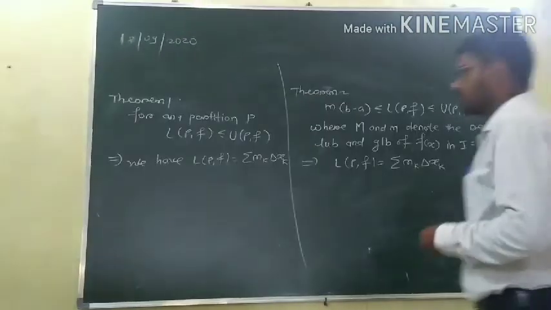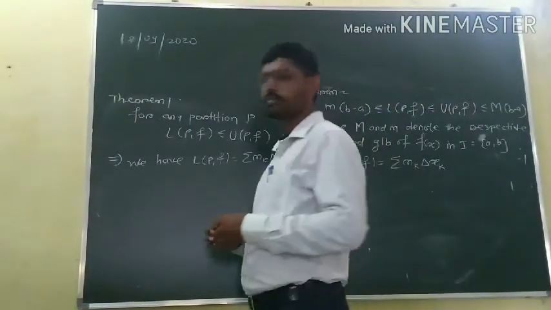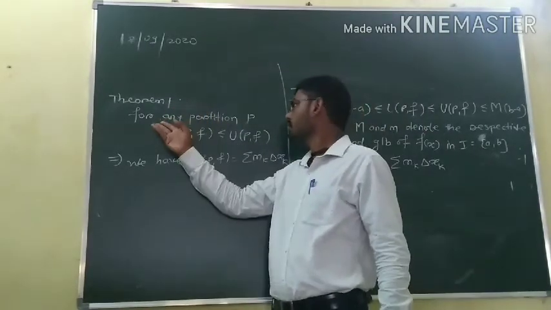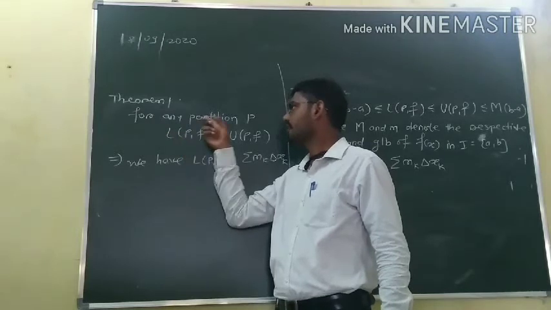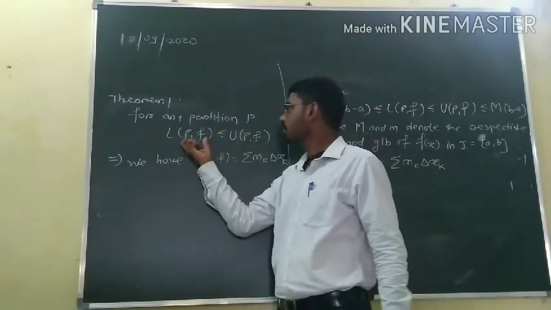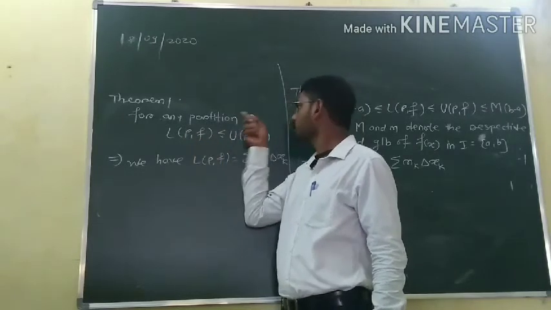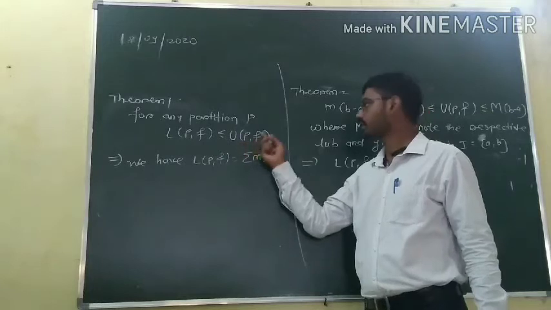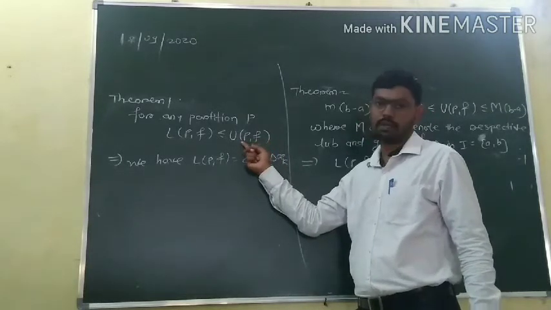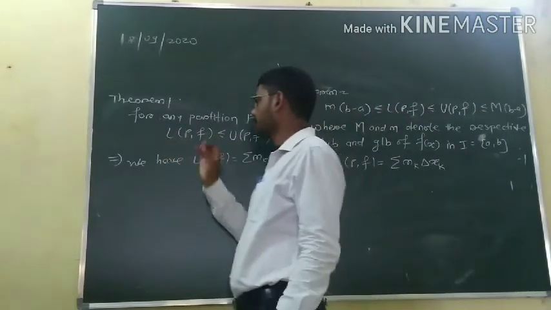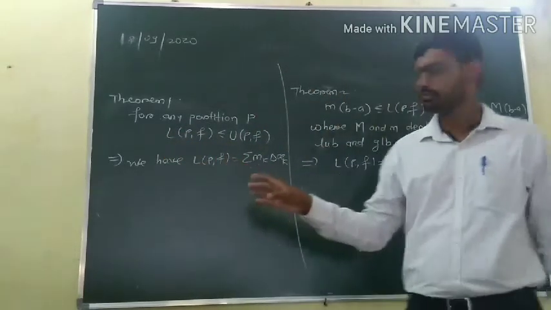Okay, now we will see some theorems. First theorem, a very easy theorem. We have to prove that for any partition P of the interval, the lower sum of the function corresponding to partition P is always less than or equal to the upper sum of the function f corresponding to partition P. That is, the upper sum is always greater than or equal to the lower sum. Okay, so the proof is very simple.